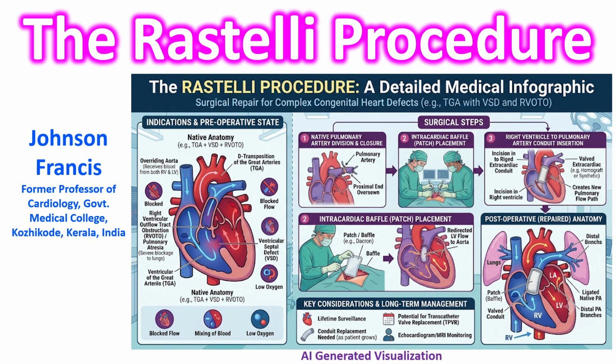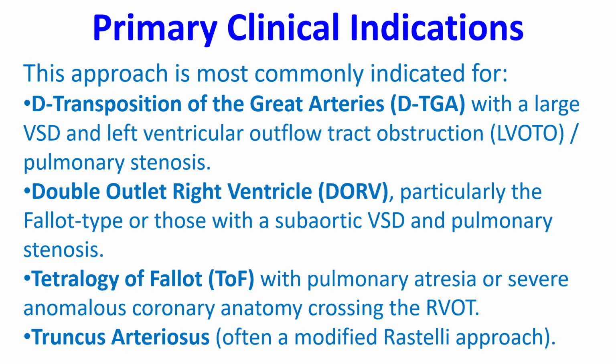pulmonary pathway entirely. This approach is most commonly indicated for D-transposition of the great arteries with a large VSD and left ventricular outflow tract obstruction or pulmonary stenosis. Double outlet right ventricle, particularly the Fallot type, or those with a subaortic VSD and pulmonary stenosis.